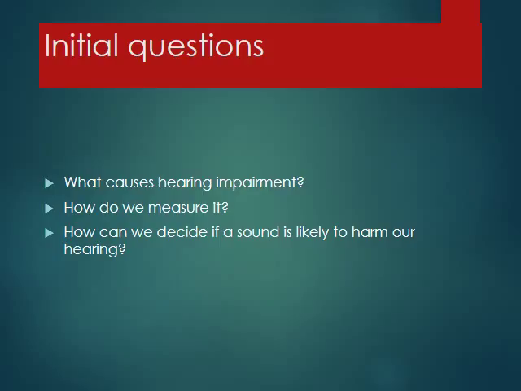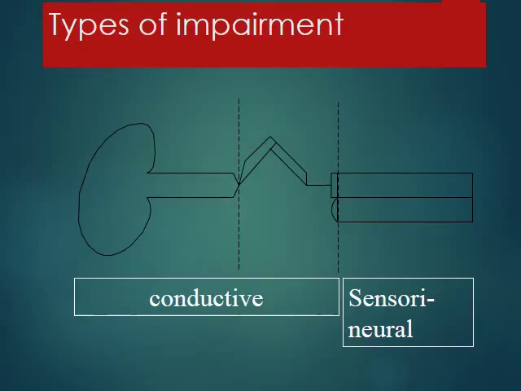So the initial questions just now: what causes hearing impairment? How do we measure it? How can we decide if a sound is likely to harm our hearing? So, types of impairment, all right? If the impairment involves your outer ear and middle ear, we call it conductive. And if it's caused in your inner ear, we call it sensorineural.